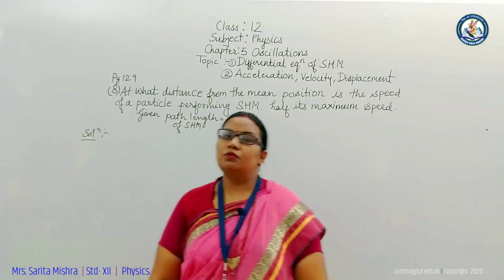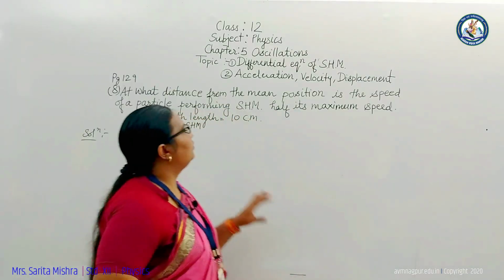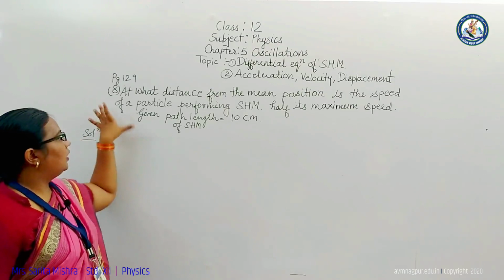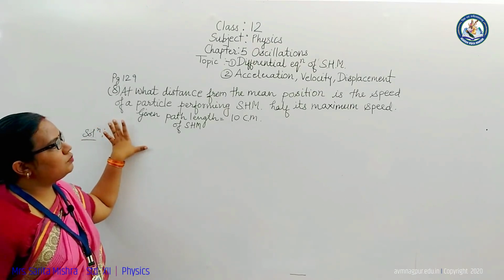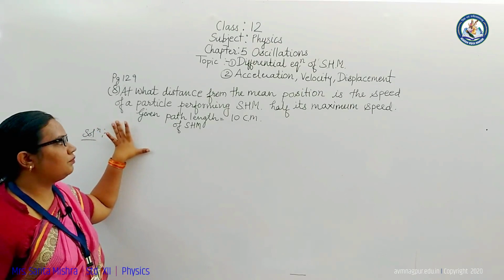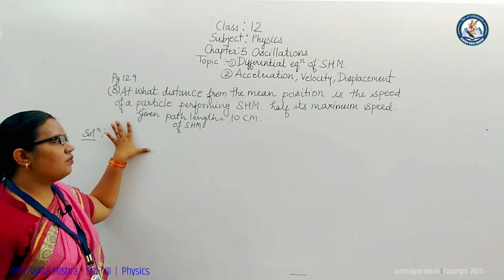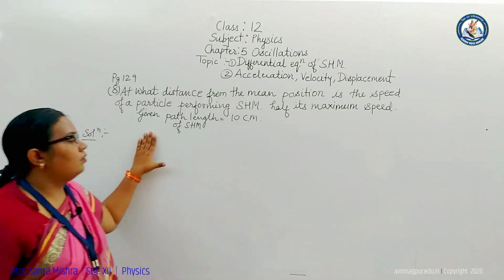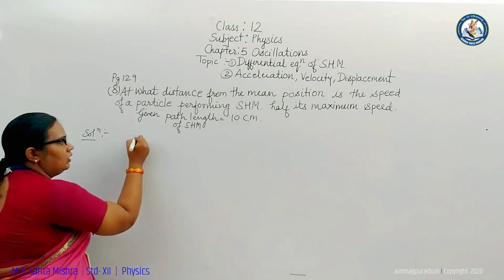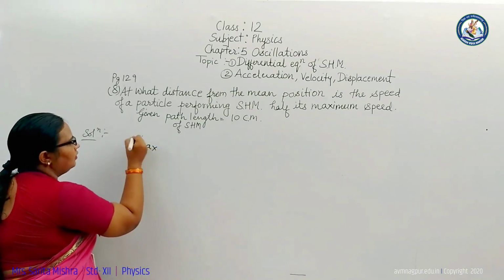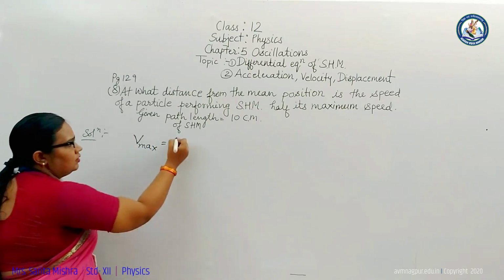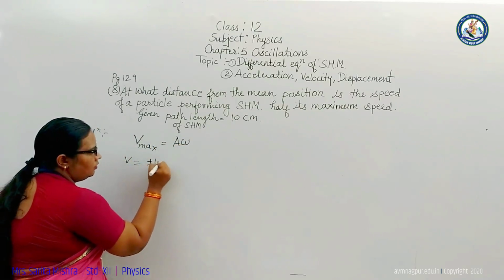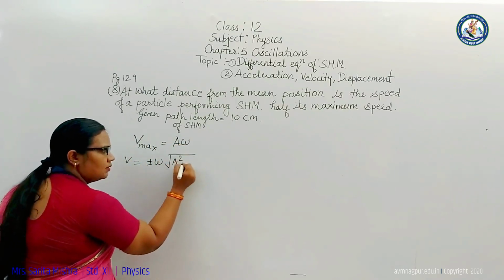Now let's move towards the numerical. This numerical is on page number 129, unsolved numerical number 8. At what distance from the mean position is the speed of a particle performing simple harmonic motion half of its maximum speed, given path length equals 10 centimeter? Now the maximum speed at the mean position is always a omega, and as we know v equals plus minus omega under root a square minus x square.